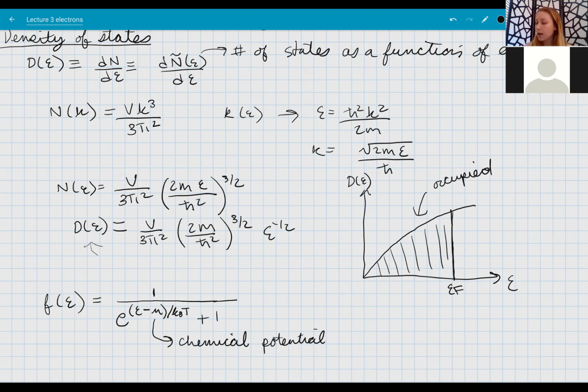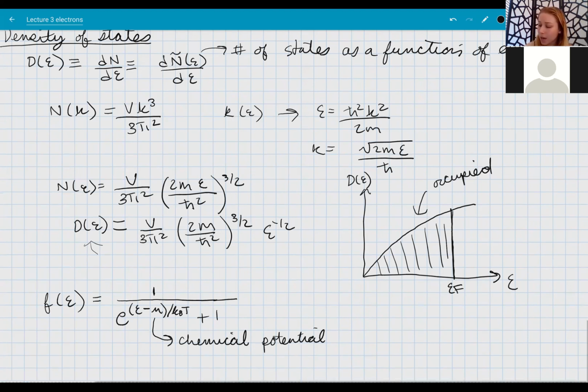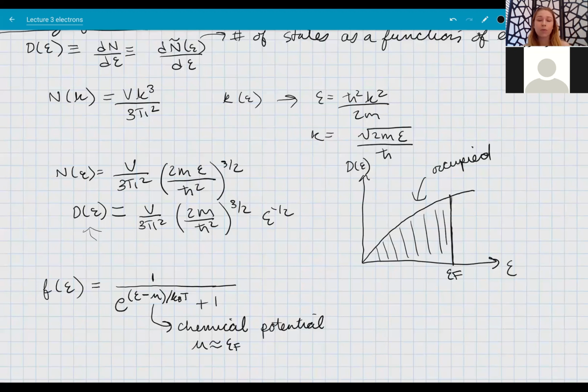So the chemical potential is approximately equal to the Fermi energy, at least for a 3 dimensional gas of electrons at any reasonable temperature. But the Fermi energy is strictly considered to be a 0 temperature quantity. So technically, when we're not at 0 temperature, we use the chemical potential in its stead.